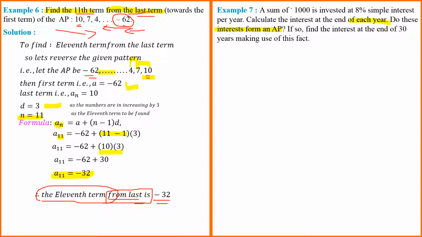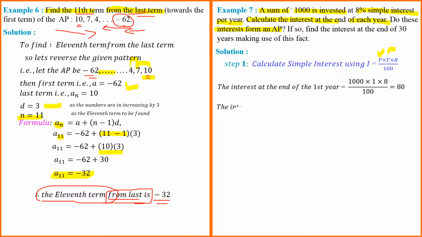See, I have a bad habit. I don't go through the full question because I will get confused if there are too many statements. First, a sum of 1000 is being invested at 8% simple interest per year. So let me calculate the interest. As we know, the simple interest formula, SI, is equal to PTR divided by 100. Here P is principal, T is time, and R is the rate of interest. P is 1000, time is 1 year, into 8, divided by 100, we get 80.